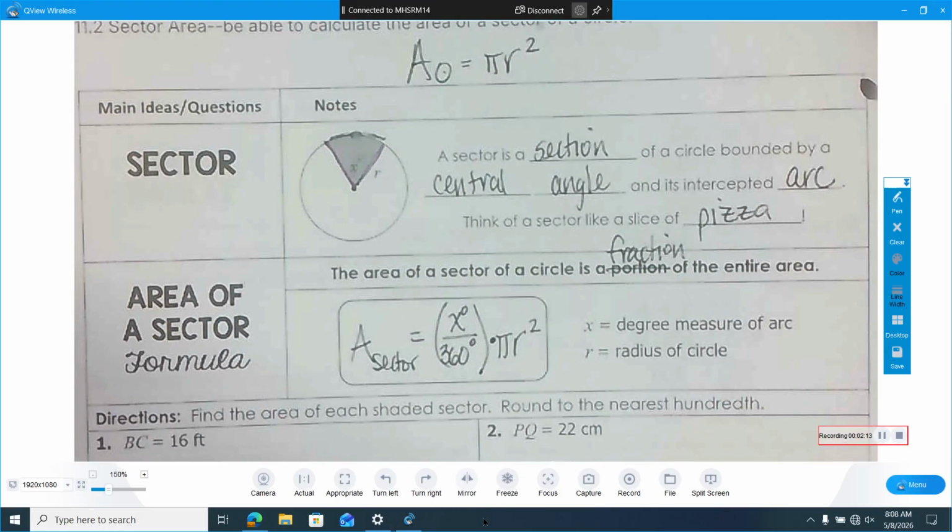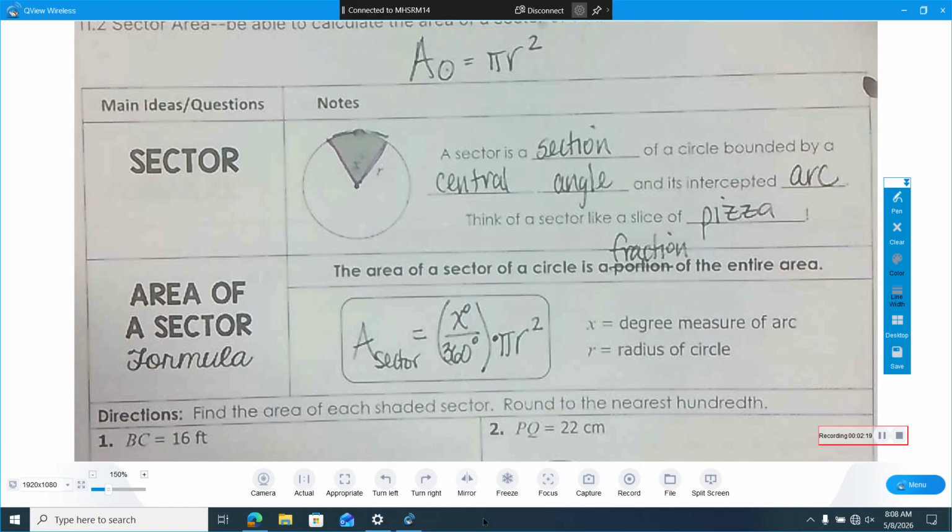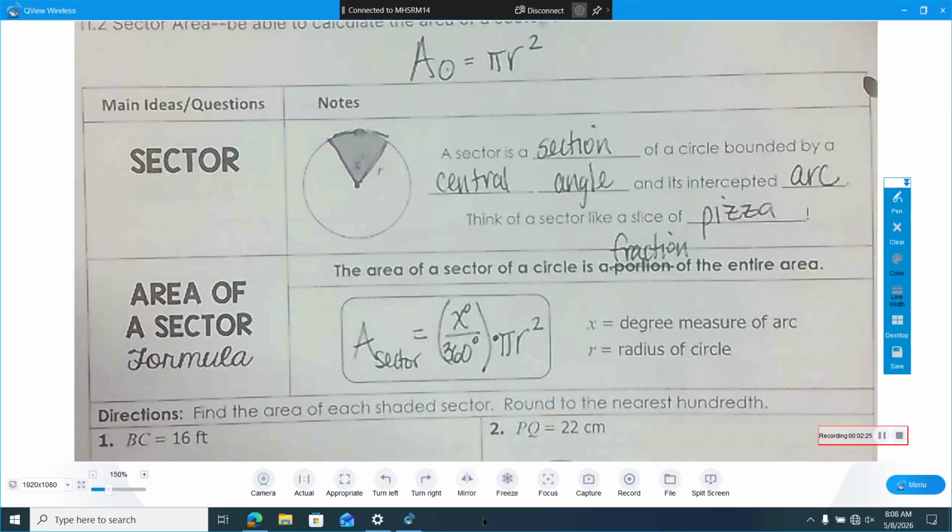See how the degrees match? So this is a fraction out of 360 degrees. How many degrees do we want out of the total 360 degrees? That'll give us our area of a sector pretty easily.